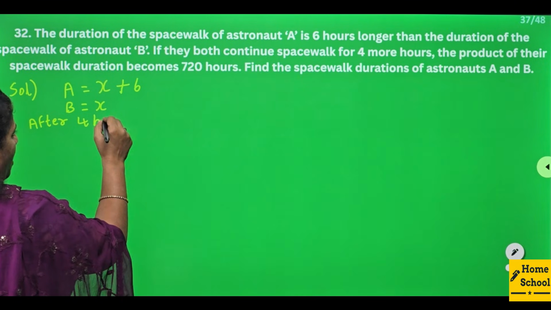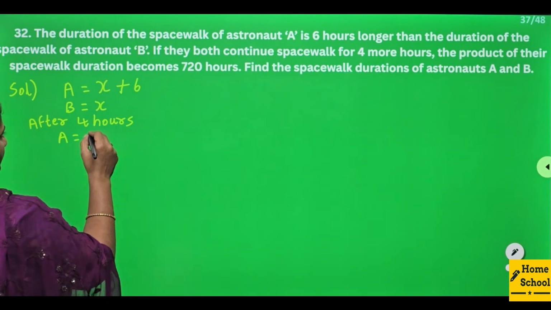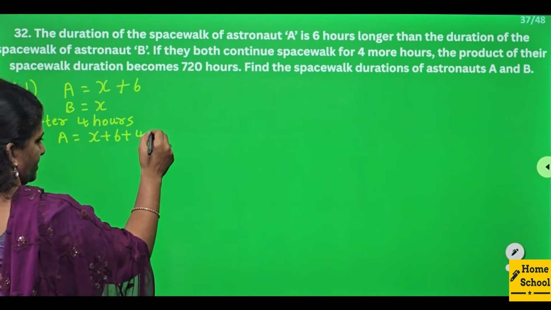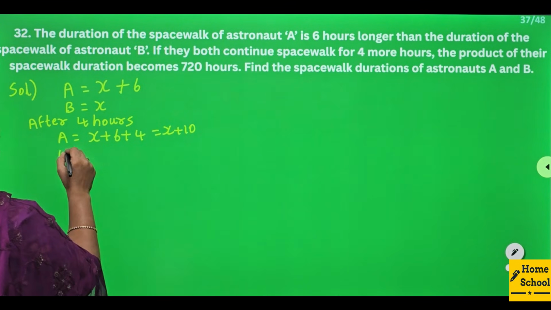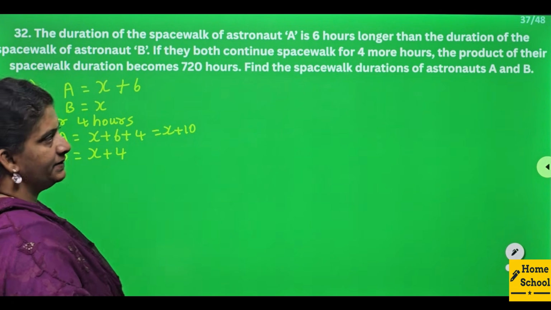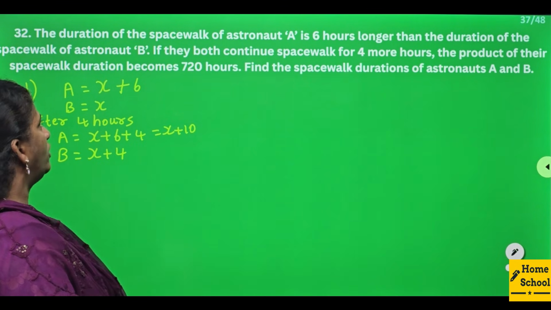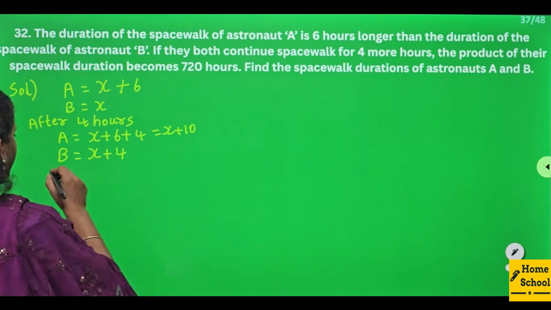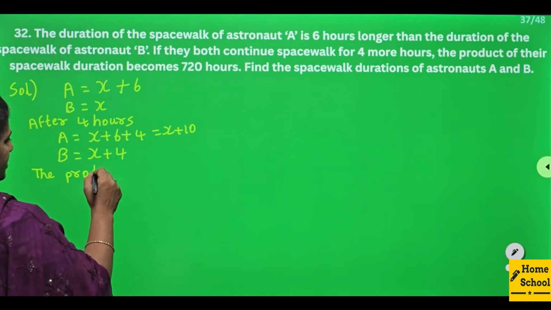After 4 hours, astronaut A has walked X plus 6 plus 4 hours. That means X plus 10 hours, whereas astronaut B has walked X plus 4 hours. And your next point: the product of their spacewalk durations becomes 720 hours. The product of both the astronauts is how much?